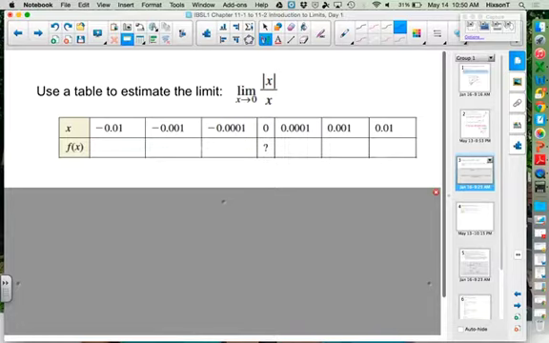What would be a practical application for limits? They're the foundation of derivatives and integrals, which have huge implications.